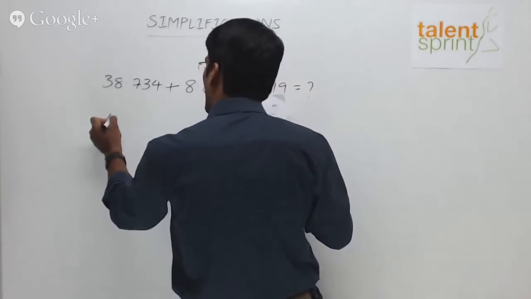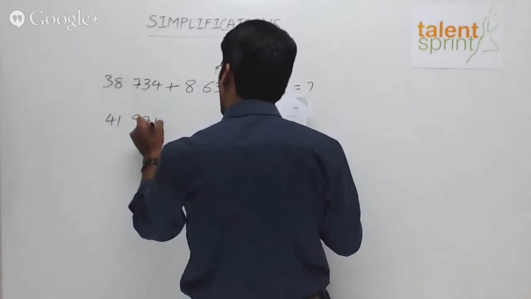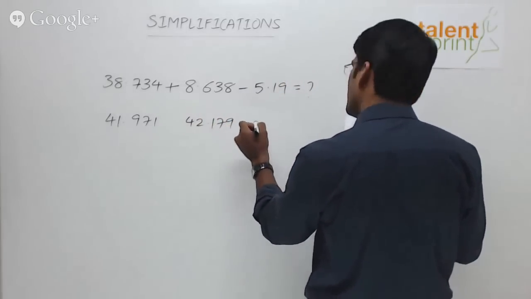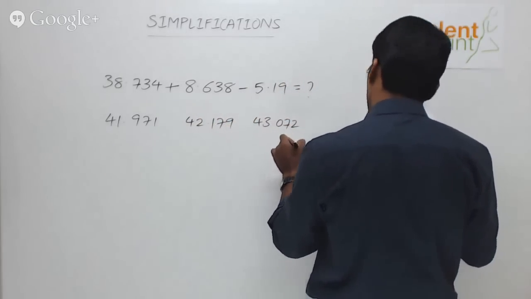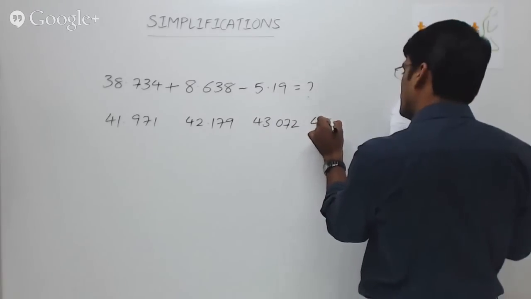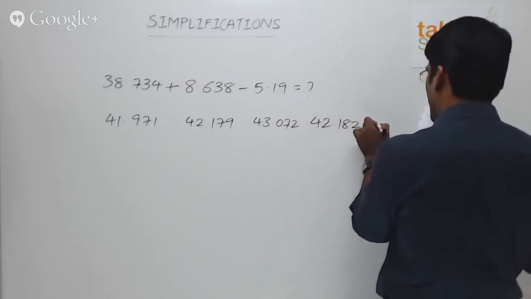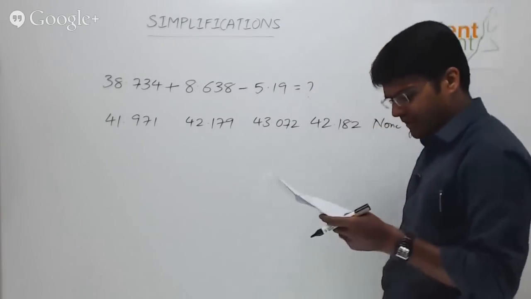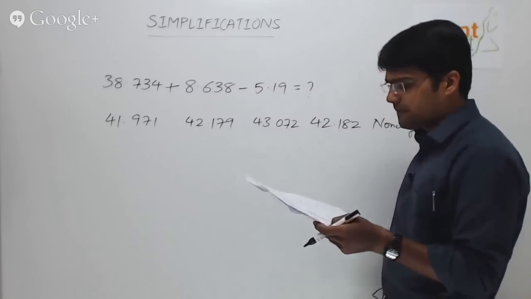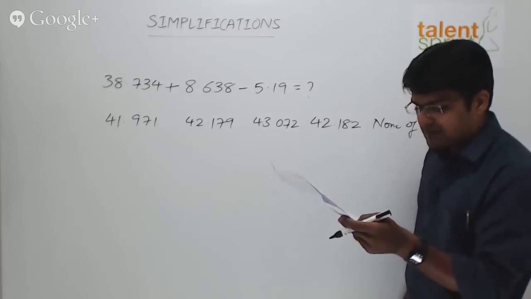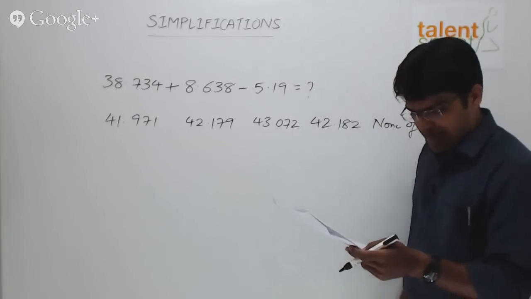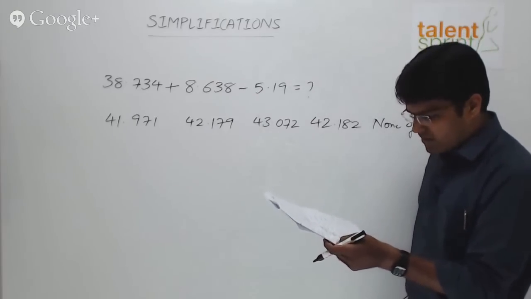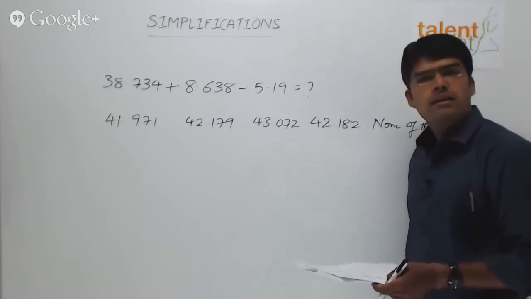And the options here are 41.971. Second option is 42.179. The third one is 43.072. Fourth one says it has to be 42.182. And the fifth one is none of these. So the question is 38.734 plus 8.638 minus 5.19 equals to what? First option is 41.971, 42.179, 43.072, 42.182, and the fifth one none of this.